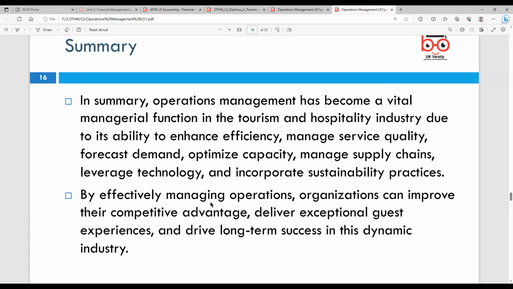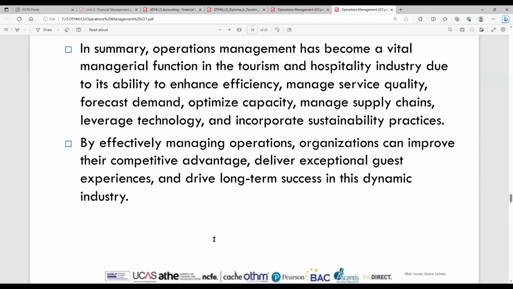So operations has become a management function, rather than just looking at production, services and the daily routine. It has become even more important because you want to stay ahead of the game, well above your competitors, in the longer term. Okay. So in summary, what we're talking about is making sure that you stay competitive and you deliver the services.